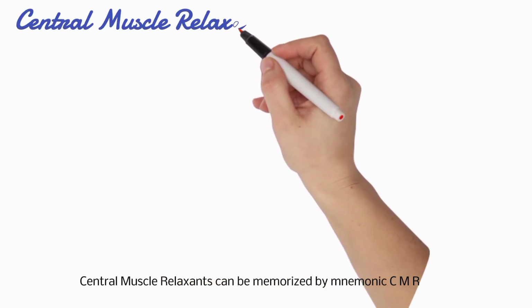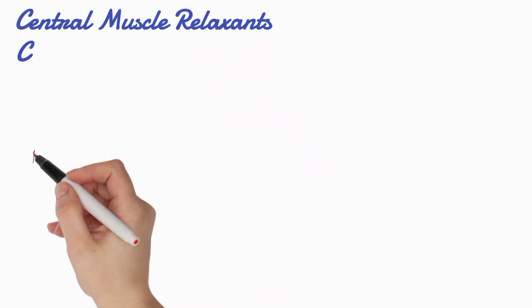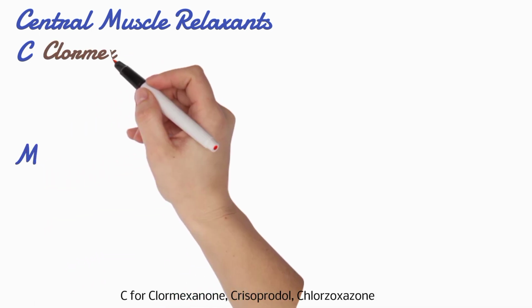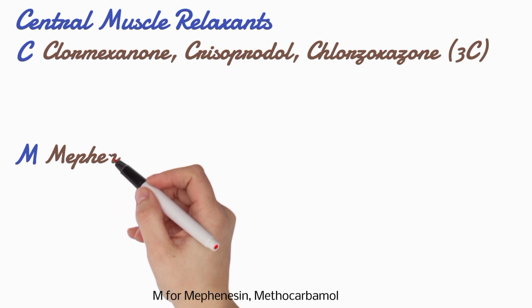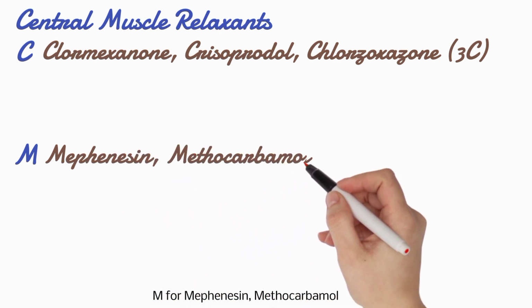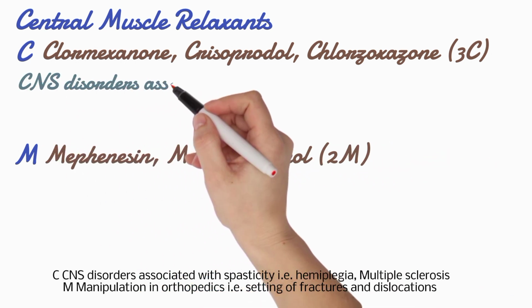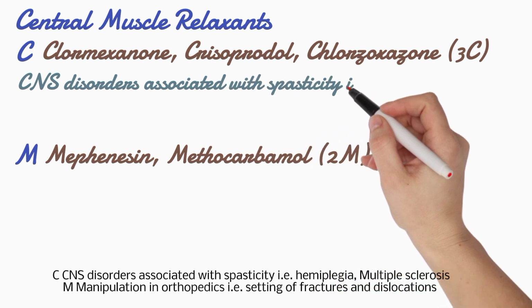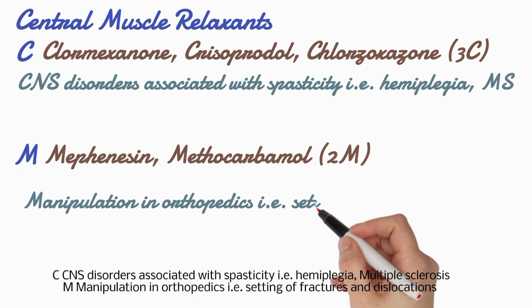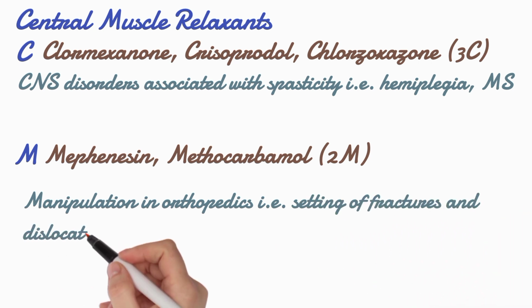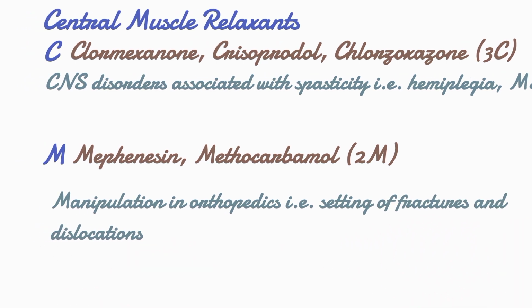Central muscle relaxants can be memorized by the mnemonic CMR. C for chlormezanone, carisoprodol, chlorzoxazone. M for mephenesin, methocarbamol. C: CNS disorders associated with spasticity, that is hemiplegia, multiple sclerosis. M: Manipulation in orthopedics, that is setting of fractures and dislocations.